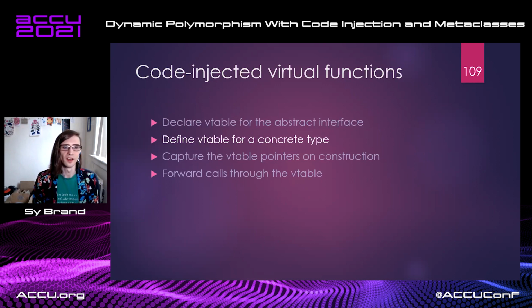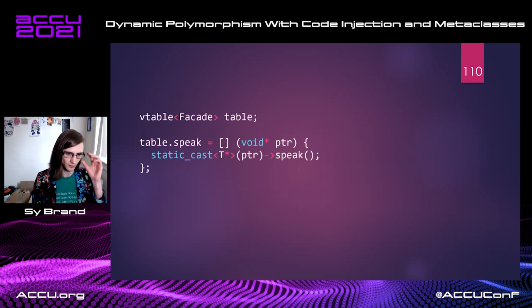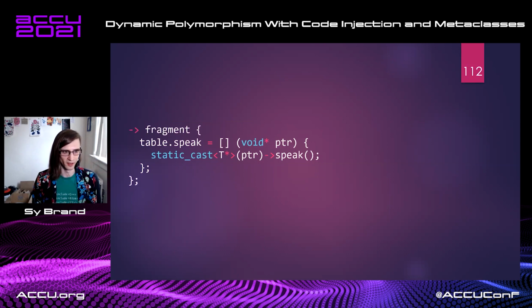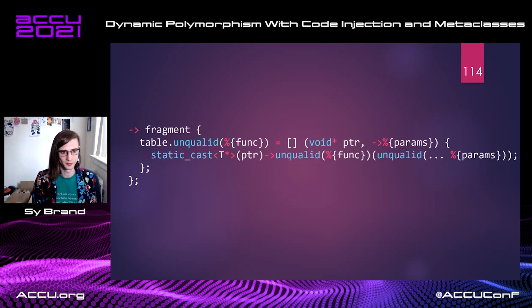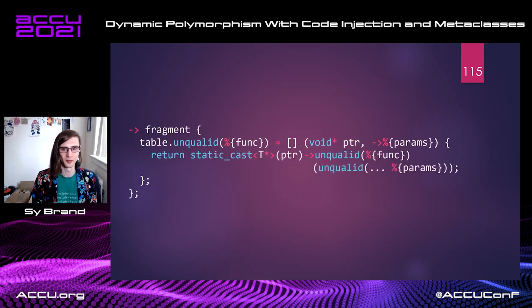Okay, now we're going to define a vtable for a concrete type, like cat or dog. So this is what it could look like beforehand. We would fill in our table.speak function with something which static casts to the concrete type and then calls speak. So we want to, again, generate this based on our reflection information. So we're going to make a fragment. We don't want speak anymore; we want this to be based on the function name from the facade. We want to inject any additional parameters, just like before, and we also want to return it in case the function returns any data. Speak didn't return anything, but get number of legs would.